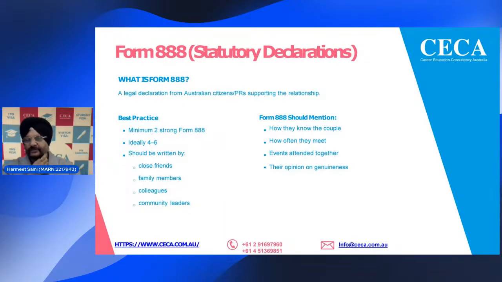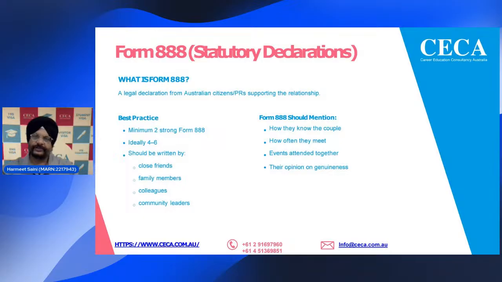The most important documents are 888 forms, which are statutory declarations, a legal declaration from an Australian citizen or PR supporting the relationship. The best practice is you must supply at least two of these forms. More than two are still acceptable, but at least two should be there, and should be written by your close friends, family members, colleagues, or any community leaders. And obviously, they must be Australian citizens, permanent residents, or eligible New Zealand citizens.